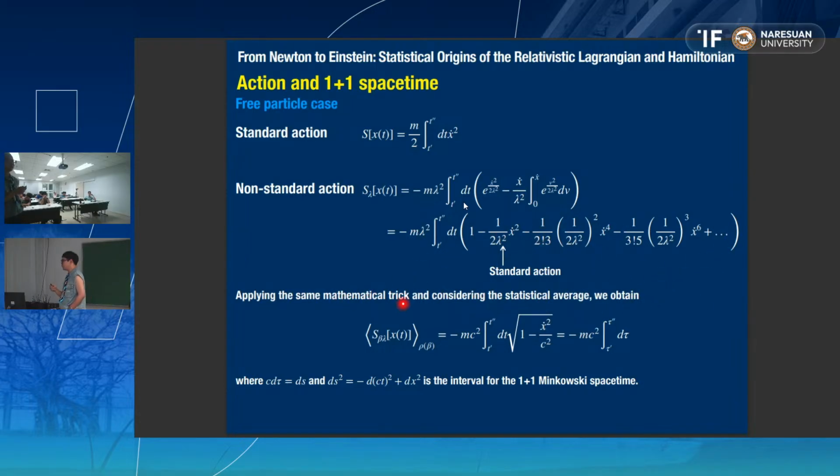And what we're going to do is the same trick that we did before. We do the average with respect to this kind of distribution. After we finish the averaging, it turns out to be this kind of action. This is nothing but the relativistic action, and this d tau you can put in this way, and then you get this ds squared, the interval in the 1+1 Minkowski space.